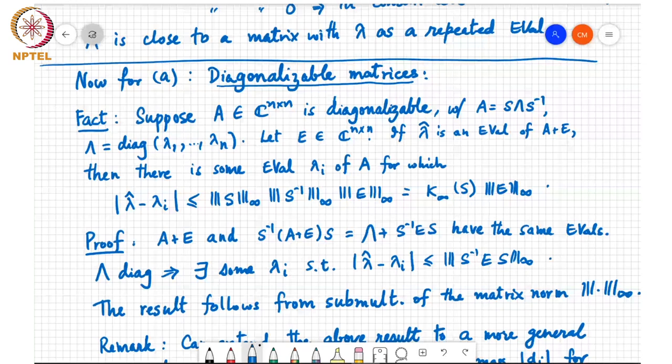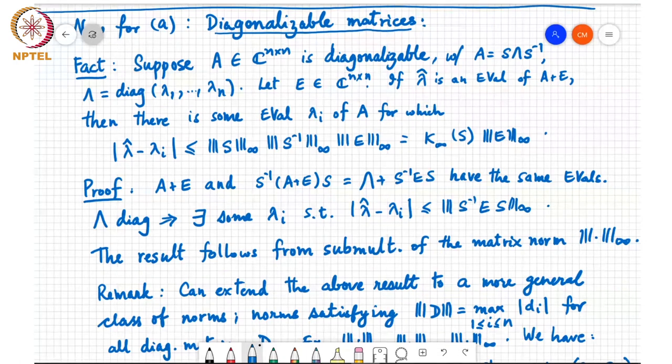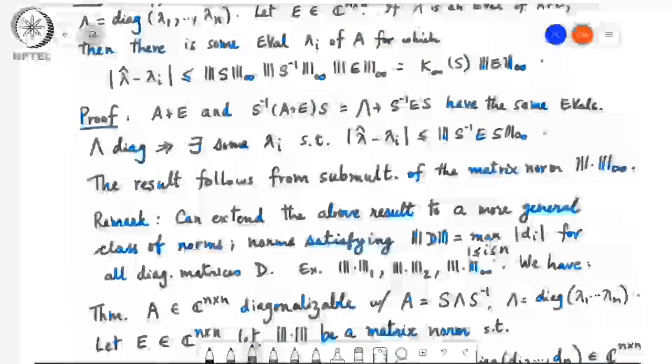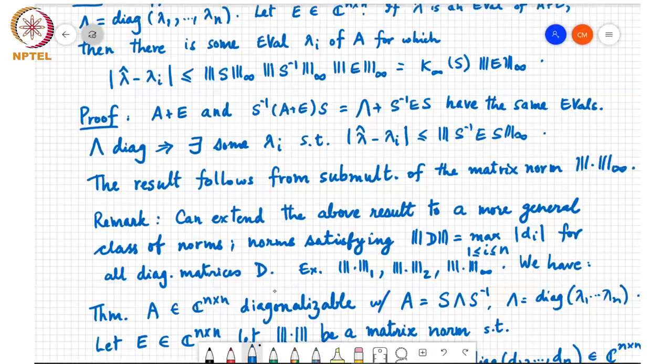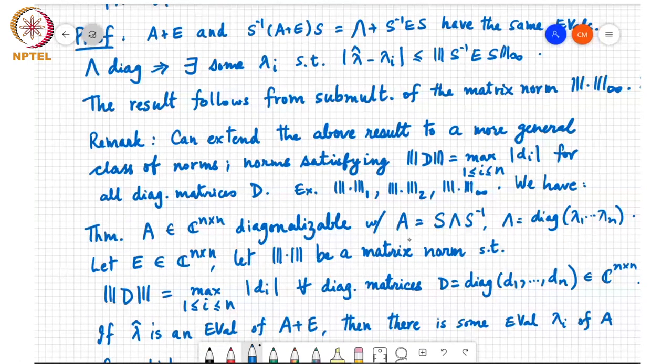We can actually extend this result to a more general class of norms, which are norms satisfying the property that the norm of D is equal to the maximum diagonal entry when the matrix D is diagonal. Some examples of such norms are the L1 norm, L2 norm, and L infinity norm. So this is the extension. Suppose A is a diagonalizable matrix of size n cross n, and A can be written as S lambda S inverse, where lambda is a diagonal matrix containing the eigenvalues of A on the diagonal. And let E be a perturbation matrix of size n cross n, and let this norm be a matrix norm such that the norm of D equals the maximum diagonal entry for all diagonal matrices.